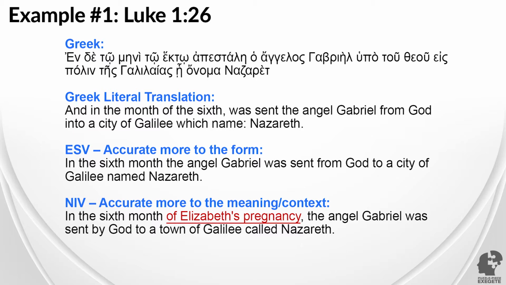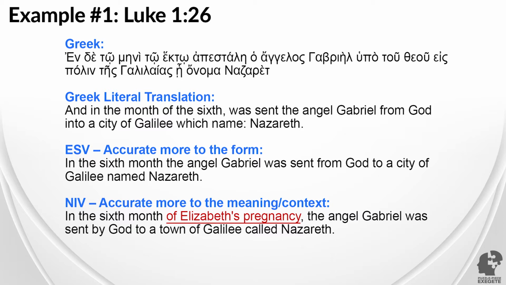Now, what 6th month are we talking about, right? Are we at the 6th month of the year, or are we talking about something else? This is where more functional equivalent versions like the NIV help us understand the context and the meaning of the passage. They're trying to be more accurate to the context and the meaning of the passage. And so we read in NIV, it says, in the 6th month of Elizabeth's pregnancy, the angel Gabriel was sent by God to a town of Galilee called Nazareth.